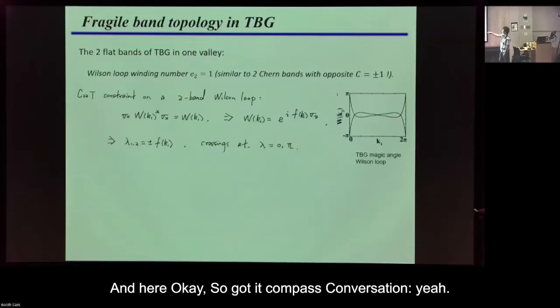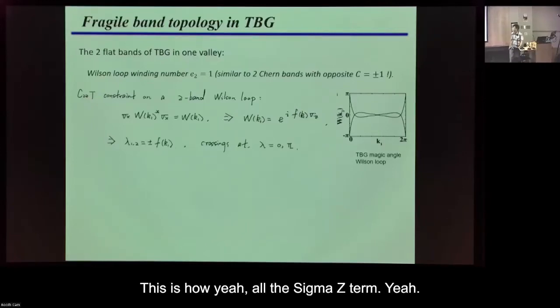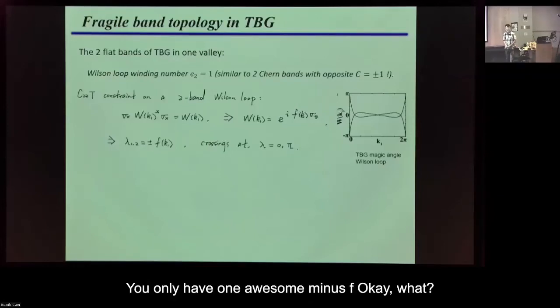And this tells you the Wilson loop can only take this very simple form, which only allows the sigma z term in the exponent. So basically you only have one independent function, which gives you two opposite eigenvalues, plus and minus of k1. And of course, these eigenvalues have to cross at 0 and pi. So that tells you these crossings at 0 and pi are protected by C2ZT symmetry.